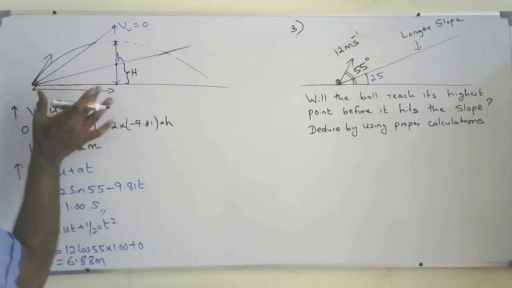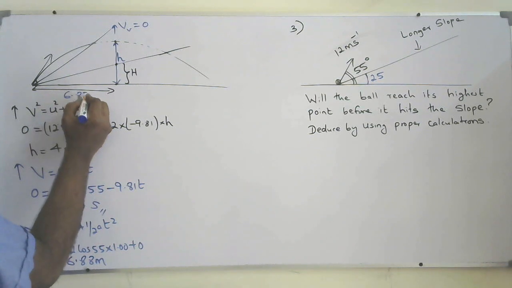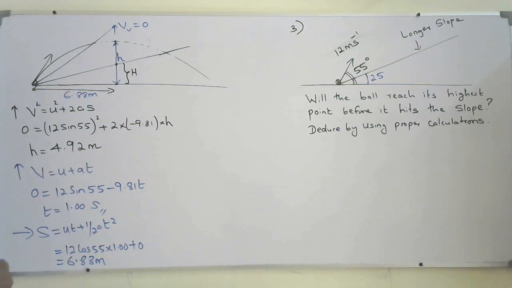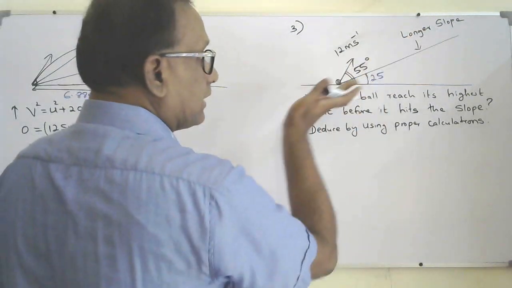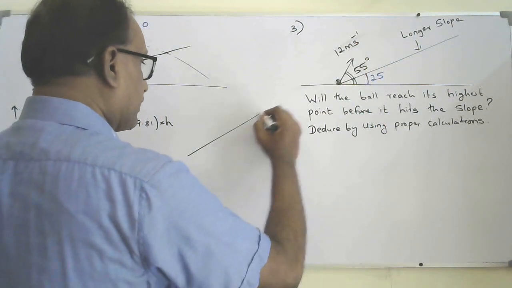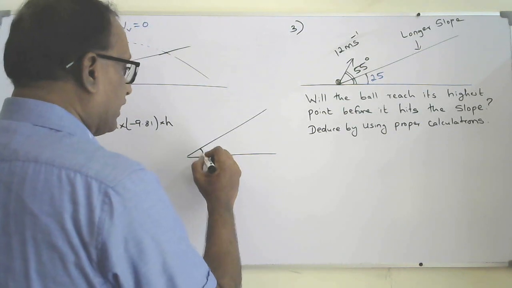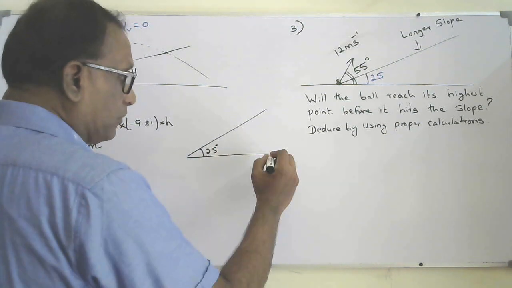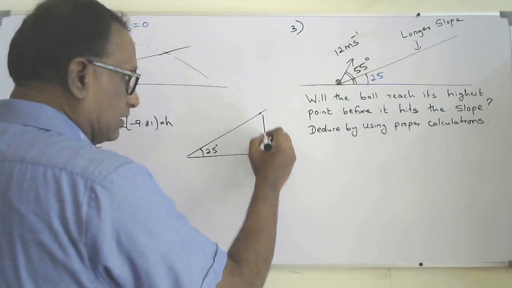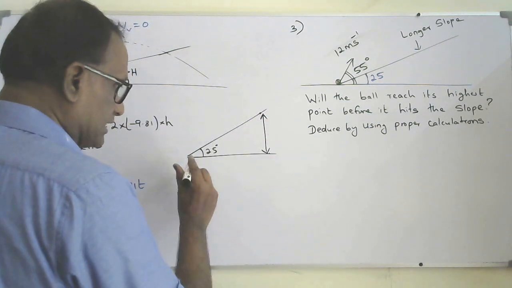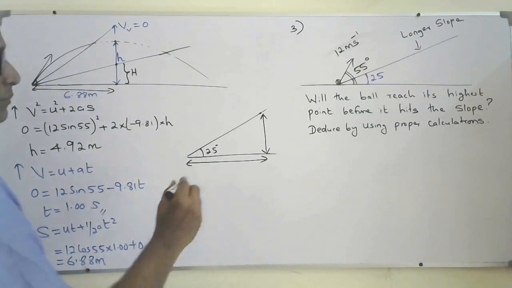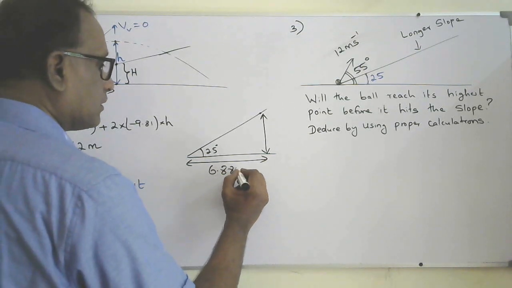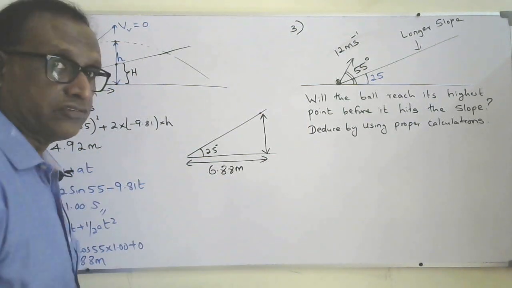So that means this will be 6.88 meters. Now I know the angle made by the slope, the ramp, is 25 degrees. What will be its height when the horizontal displacement of the ball is 6.88 meters? What will be the actual height of the slope?